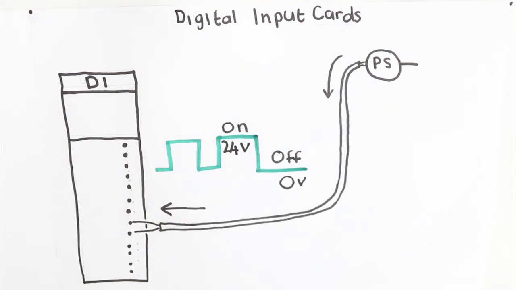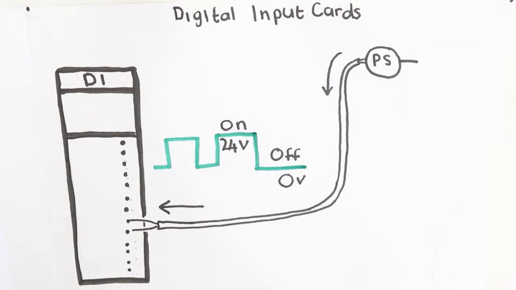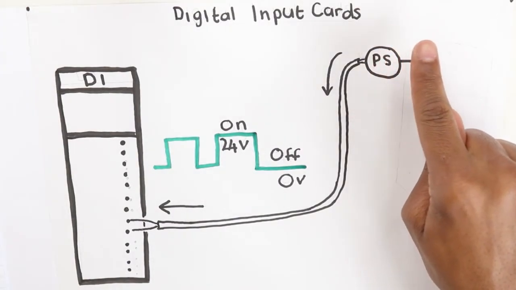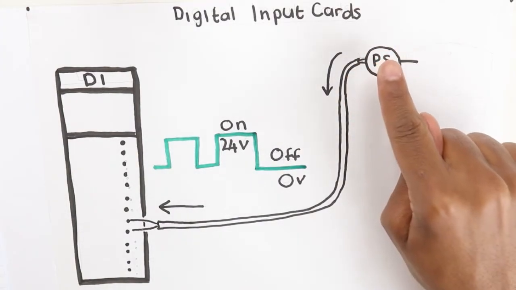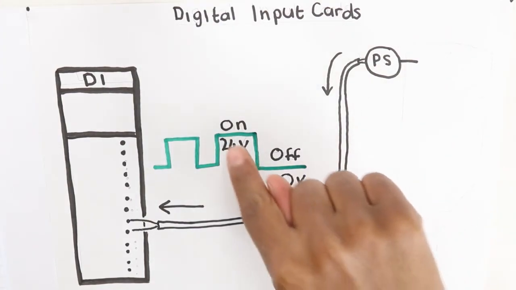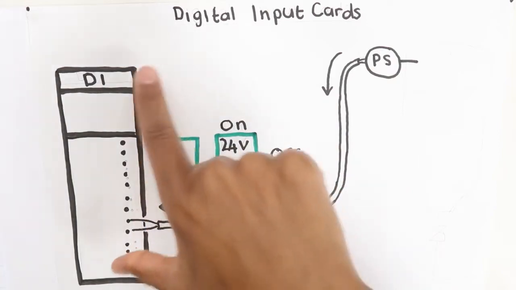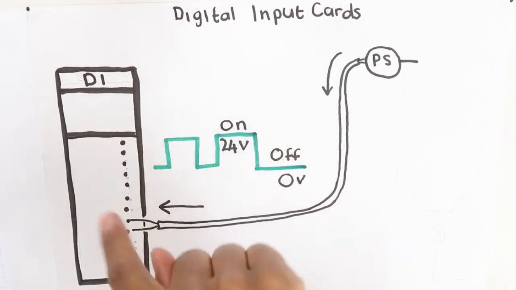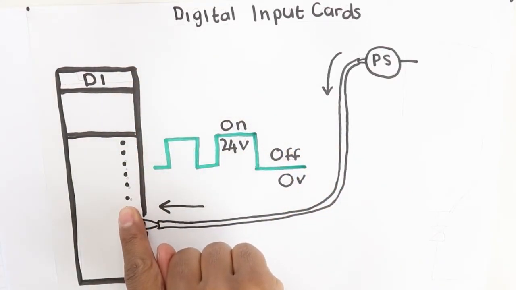The most common voltage for an on signal is 24 volts and an off signal is 0 volts. So assume that we are using a pressure switch for our example. The instrument will send a 0 or 24 volt signal to the digital input card, and the card will then pass that signal to the CPU.